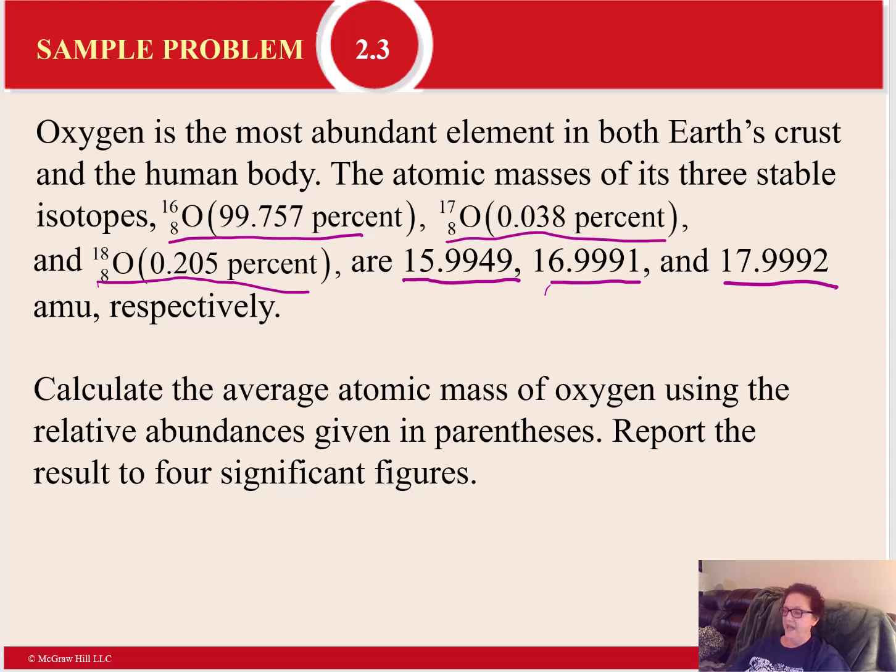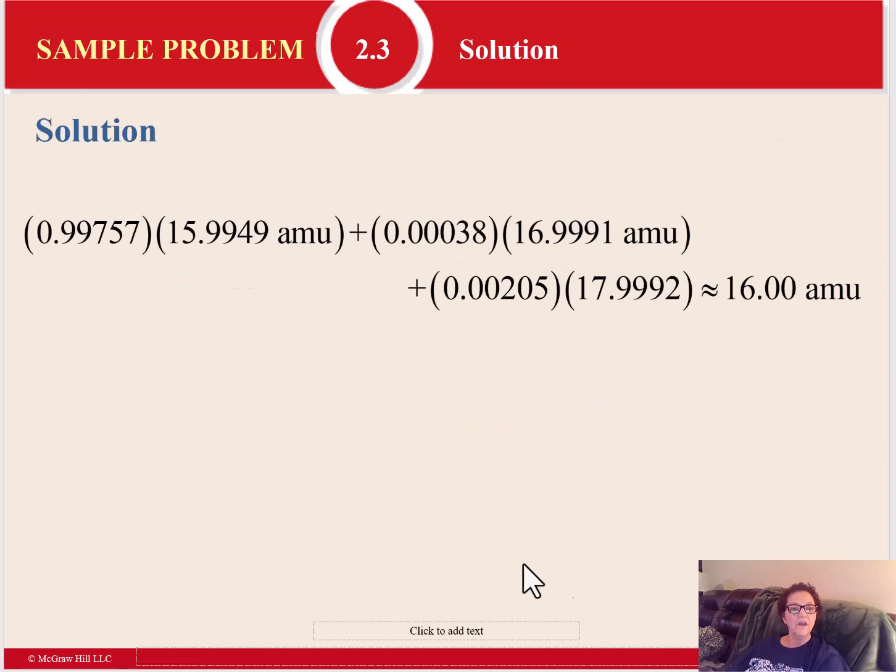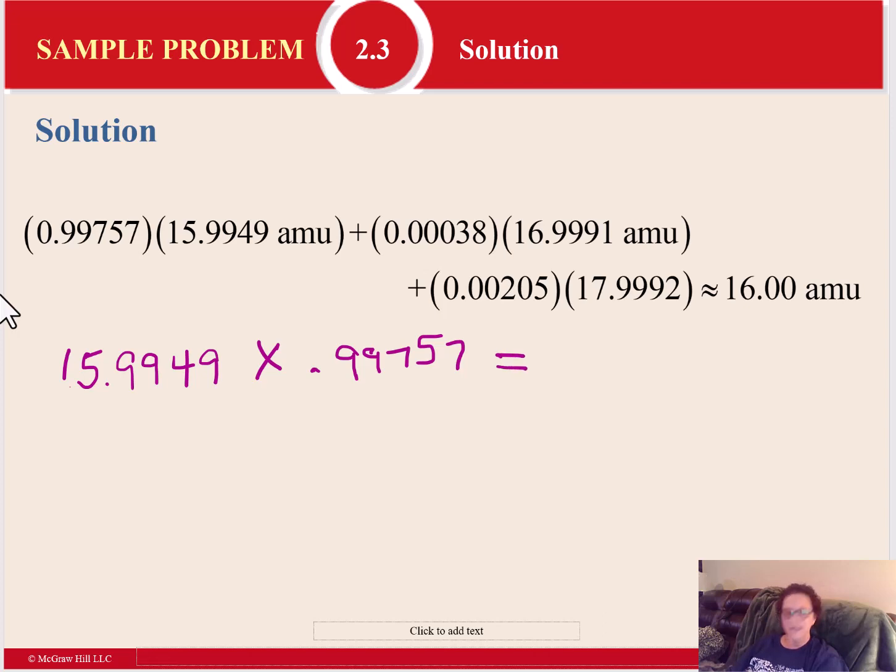17.9992. So to calculate the average, I'm going to write it how I normally do it, because it's a little easier to follow. If you follow this fine going across, that's fine. But I like to write it like this: I've got 15.9949 AMU times 0.99757, that's 99.757%, and that's going to equal 15.9549 AMUs.